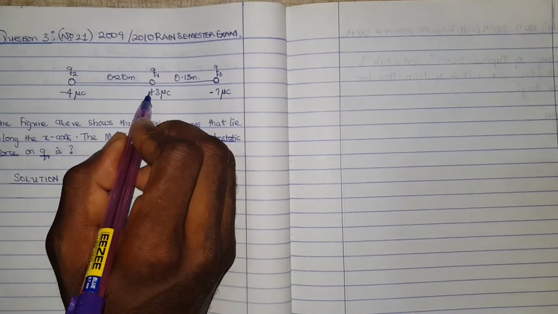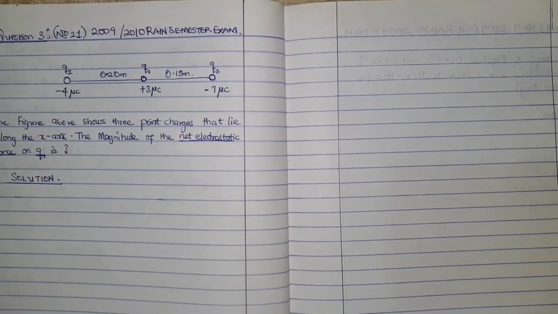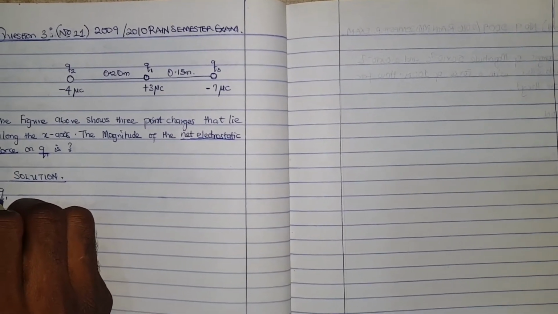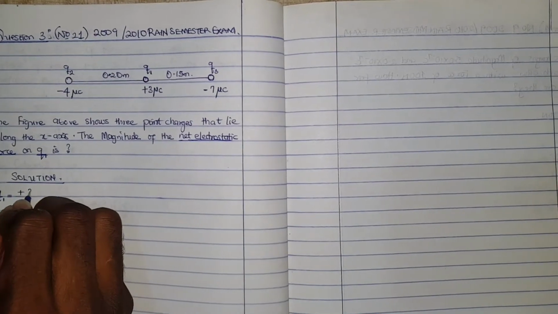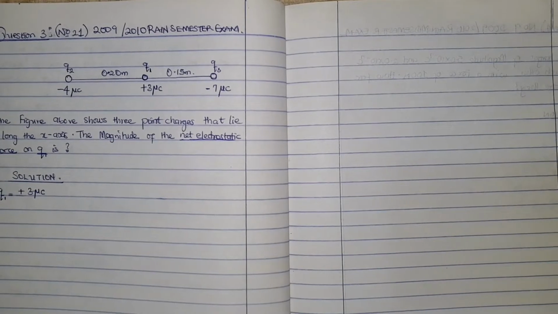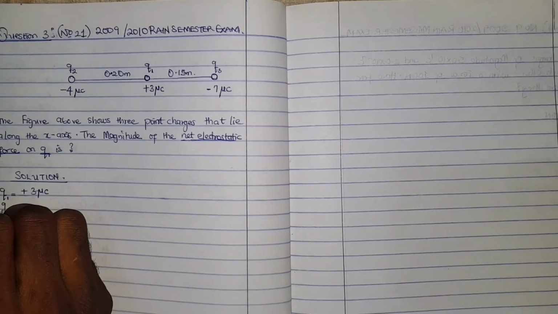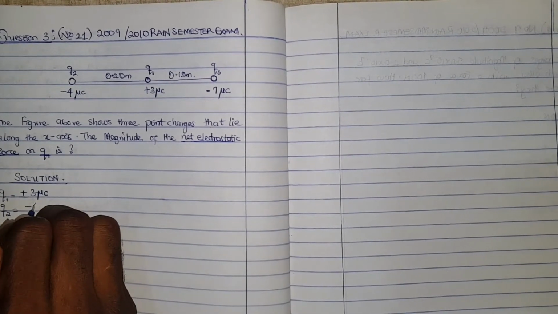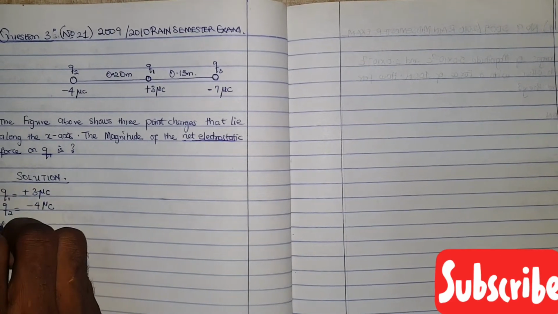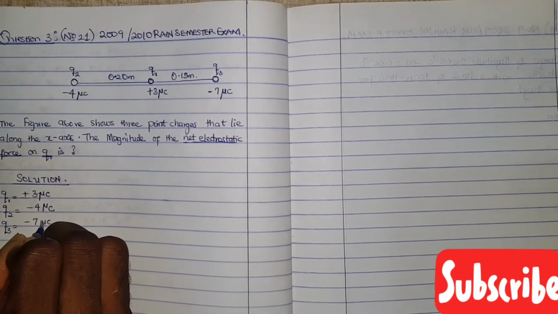Identify your charges. My charge Q1 is in the middle of the other two charges and has a magnitude Q1 equals plus 3 microcoulomb. The magnitude of Q2 is equal to minus 4 microcoulomb, while the magnitude of Q3 is given as minus 7 microcoulomb.